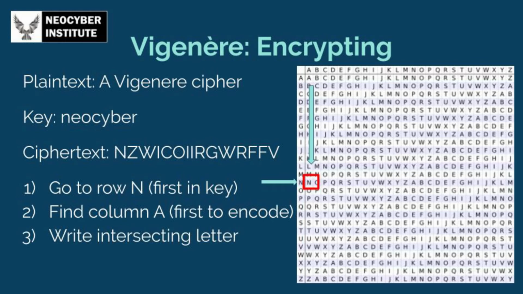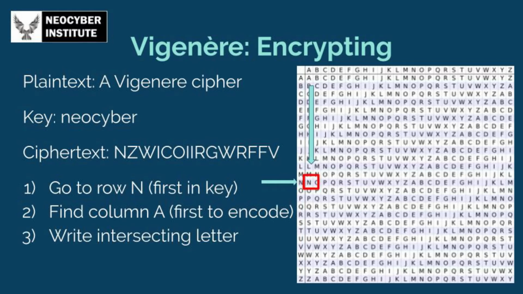So suppose our plaintext is a Vigenere cipher, and our key is NeoCyber. Using this Vigenere square, encoding is simple. First, you find the row labeled with the plaintext letter. Next, find the column headed by the corresponding key letter. So if you're encoding the first letter in your plaintext, find the column headed by the first letter of the key. The intersection of the row and column gives you the ciphertext letter.